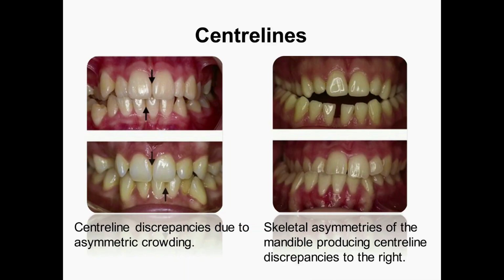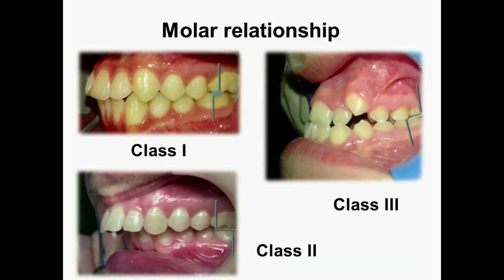Maxillary and mandibular dental centre lines are assessed in relation to the facial midline and to each other. The centre lines should ideally be coincident with each other and with the facial midline. Displacement of a centre line can be due to asymmetric dental crowding, buccal crossbite with a mandibular displacement on closing, and skeletal asymmetry of the jaws. Then the buccal relationships are assessed: canine and molar relationships, any lateral open bites and crossbites.